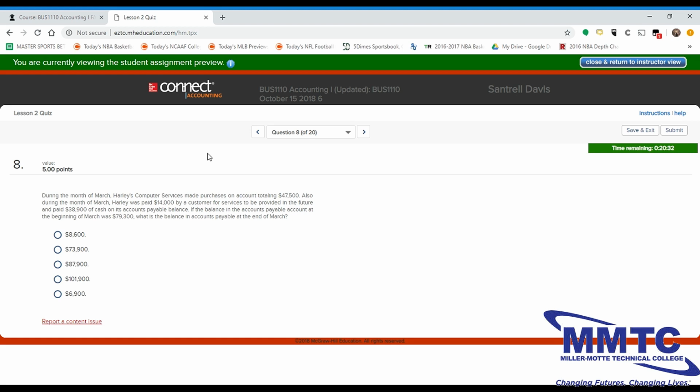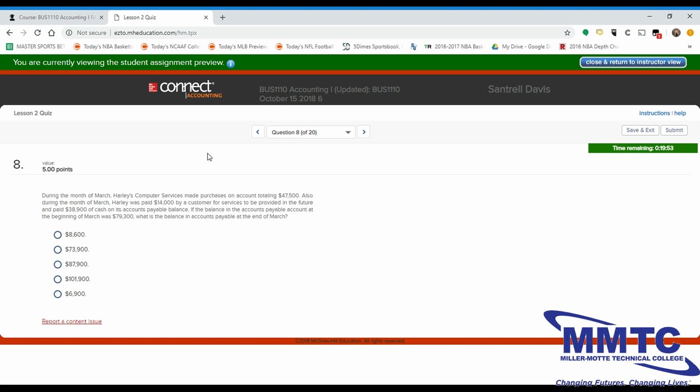Go ahead. And paid $38,900 of cash on his accounts payable balance. Okay, he paid $38,900 in cash on his accounts payable. Remember what accounts payable was? Those are short-term bills, your liabilities. So that would be anything that's not long-term. Something you bought on credit, the light bill, mostly things that are due within 30 days or so. So he lowered that account by $38,900.